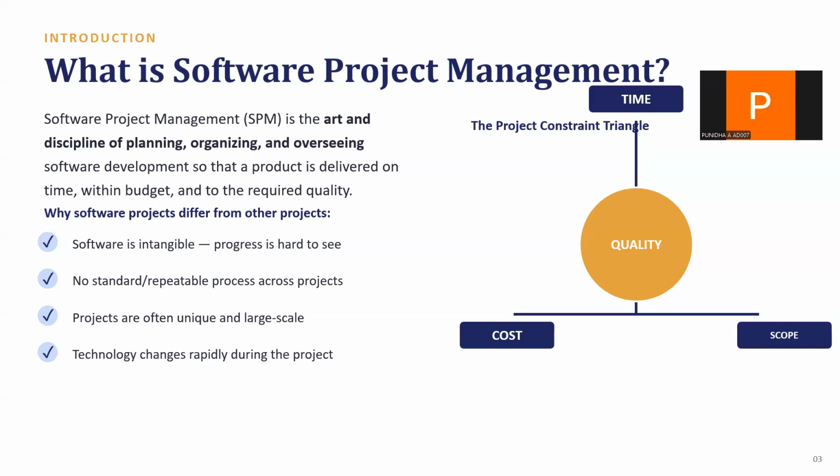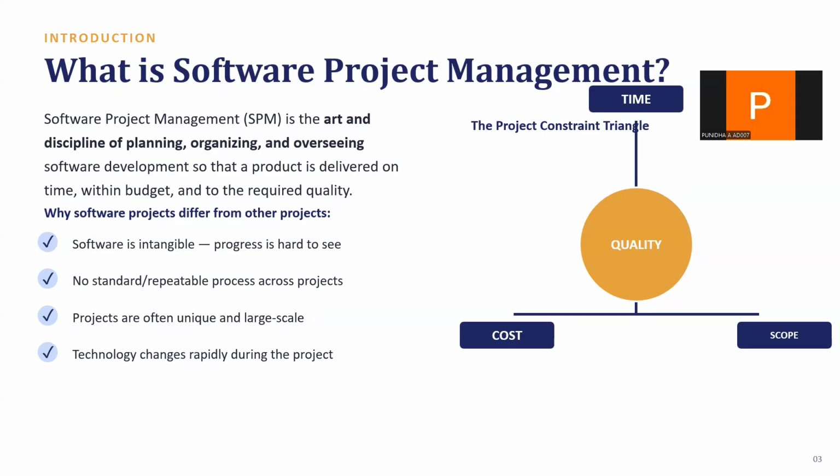Next. So, what exactly is software project management? SPM is the art and discipline of planning, organizing, and overseeing software development so a product gets delivered on time, within budget, and at the required quality. That gives us the project constraint triangle: time, cost, and scope balanced around quality. Push on one corner, shrink the timeline, and it affects cost or scope. That trade-off is the heartbeat of project management.